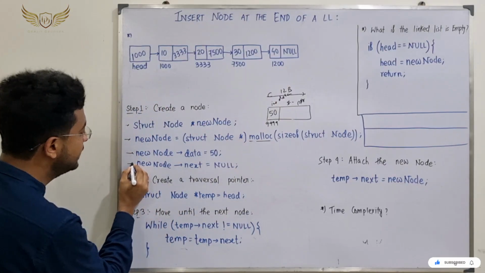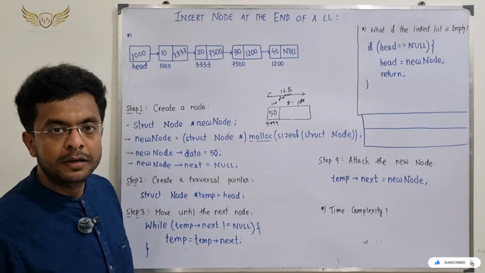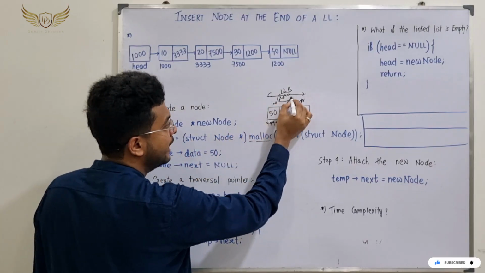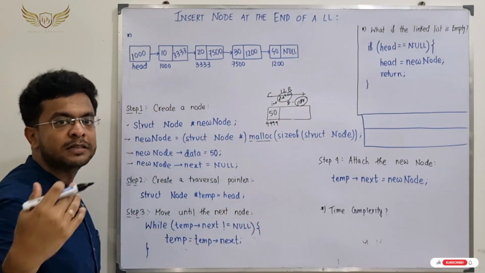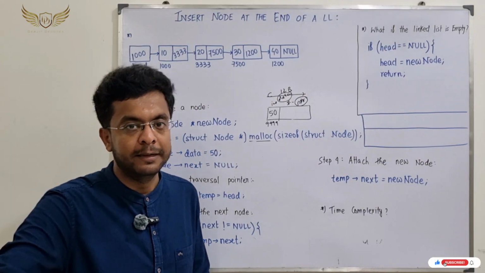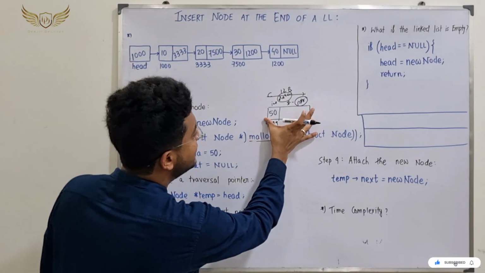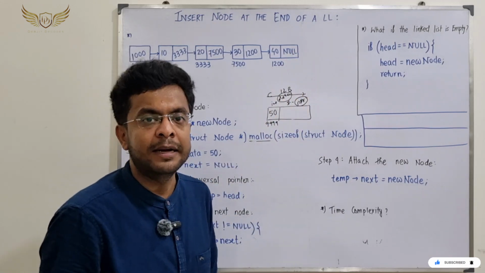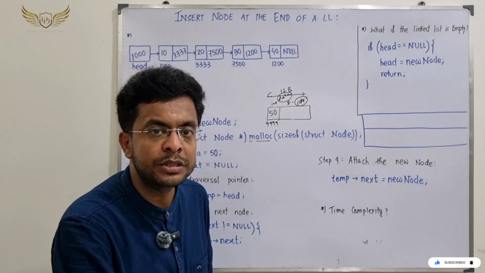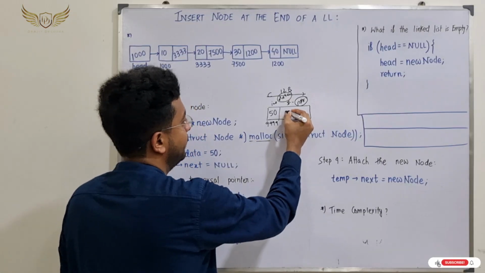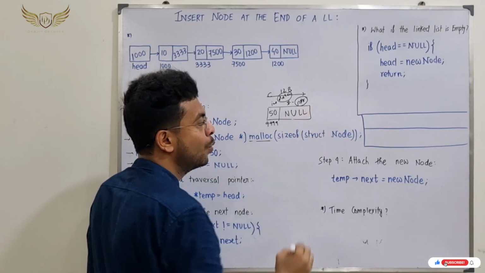The next line is new node arrow next equals null. This is the data part. New node arrow data, it has two parts. One is the data, another is the pointer, or say the address of the next element. Now try to understand this very clearly. If we are trying to insert a node at the end of the linked list, it is absolutely clear that that node's address part will be having null. Why?